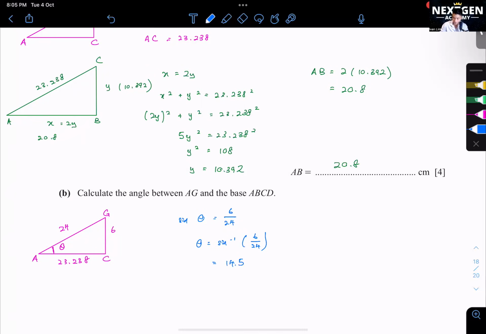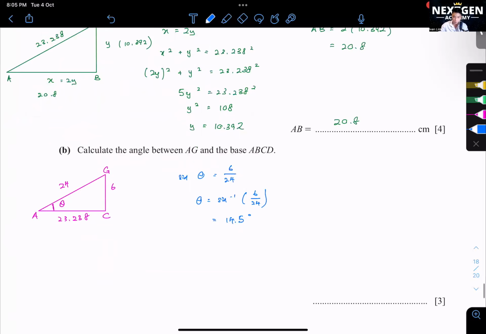I think this is much easier compared to the previous one, where they bully you. Then they give you 3 marks here. Why use sine? You can use sine, cos, or tangent, all also can. Just that these are nice numbers, 6 and 24. Because we got all 3 sides, you can use sine, cos, or tangent.